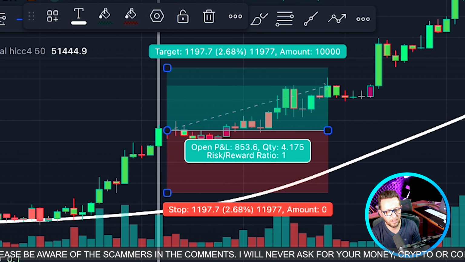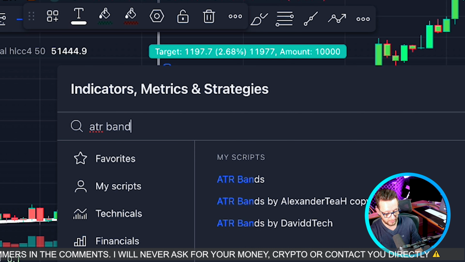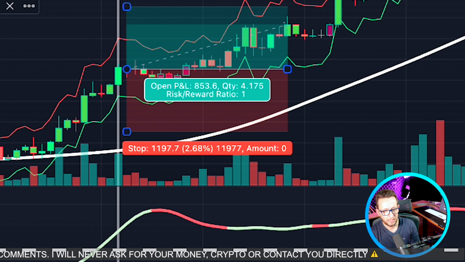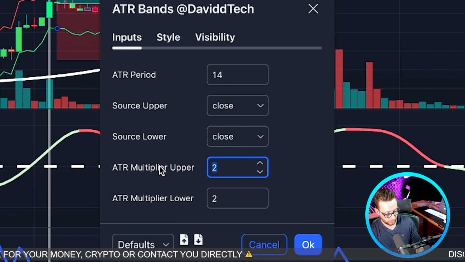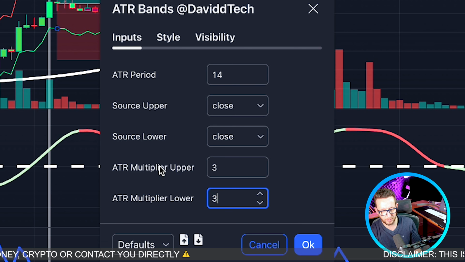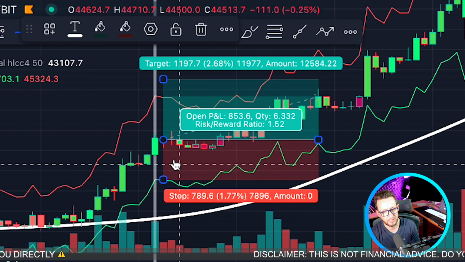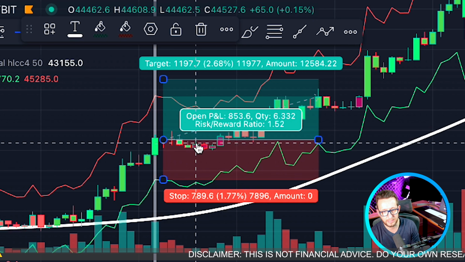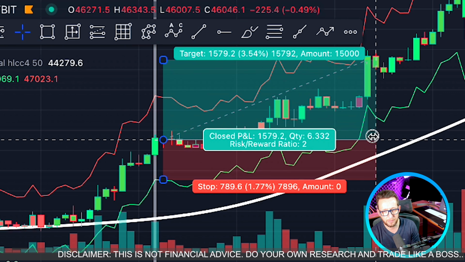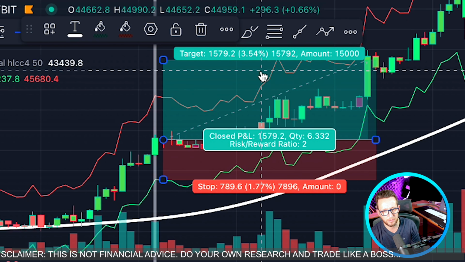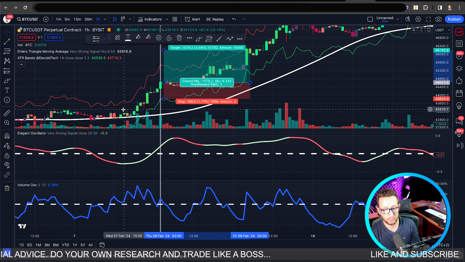We would look to set our take profits and stop losses at the ATR bands by David Tech, as always. We're actually going to set our ATR bands to 3 today, as it will give us a little bit more wiggle room than normal, and hopefully some bigger take profits. So our stop loss would have been 1.77 there, and we're actually looking for a risk to reward of 2. As you can see, that would have been an absolutely perfect entry. You would have taken 3.54% out of the market there. So that's a long entry.